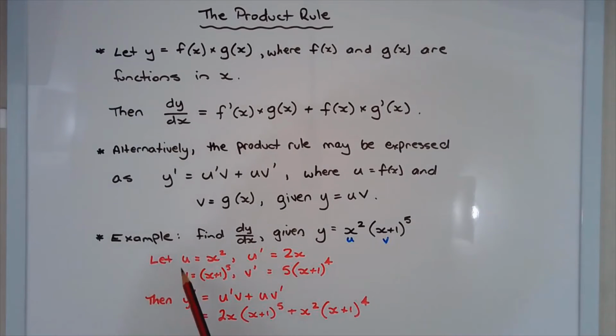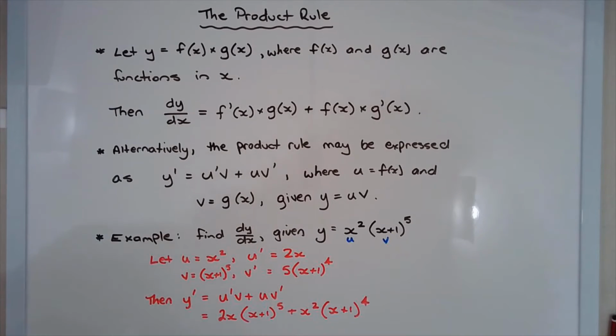So if we let u equal to x squared, then u dash is equal to 2x, so we just differentiate the u. If we let v equal to x plus 1 to the power of 5, then v dash is equal to the derivative of this, obviously, which is 5 outside of x plus 1 to the power of 4. Then y dash, so the first derivative, is equal to u dash v plus uv dash, which is equal to 2x multiplied by x plus 1 to the power of 5.